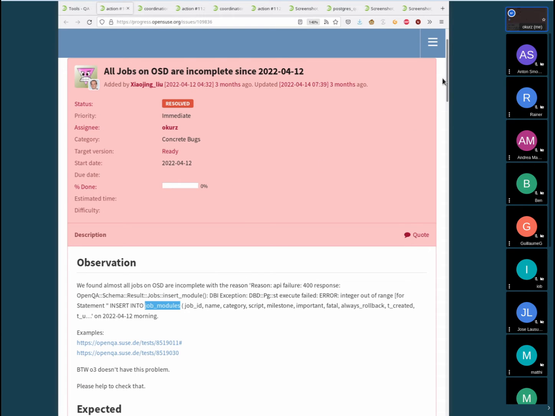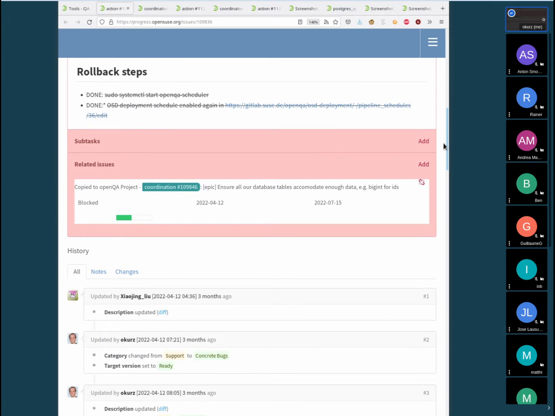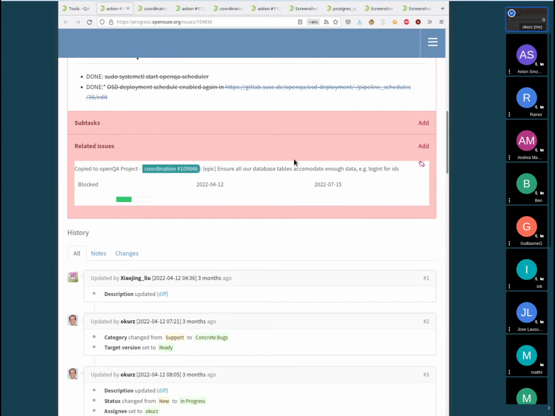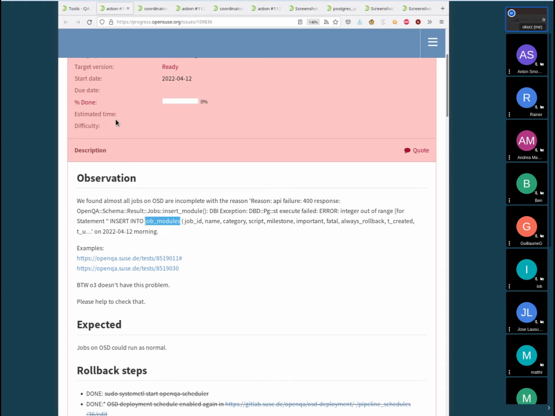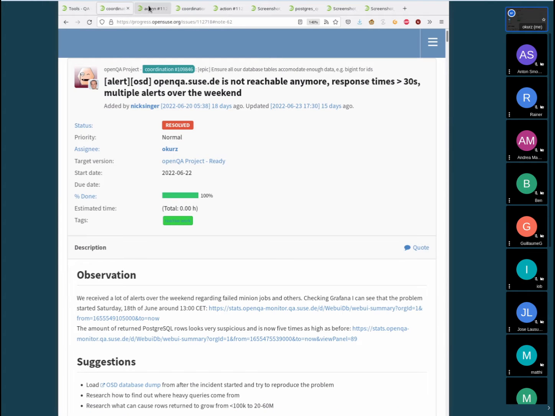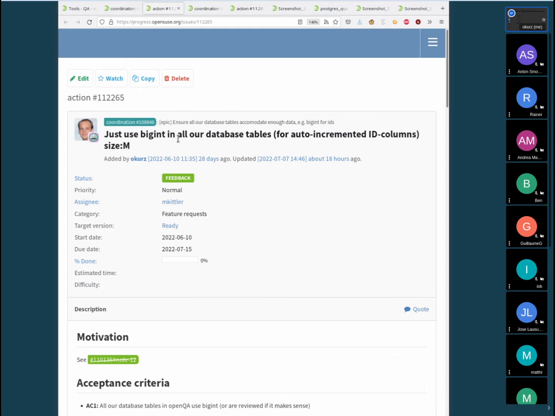But afterwards, of course, we also asked what that means for the future. So we came up with a follow-up task: let's review all our database tables to make sure that we use big int where it makes sense, because this was only job modules. We decided that we want to look at all our database tables and decide where we need to go to big int instead. The next candidate would be screenshots or jobs itself.